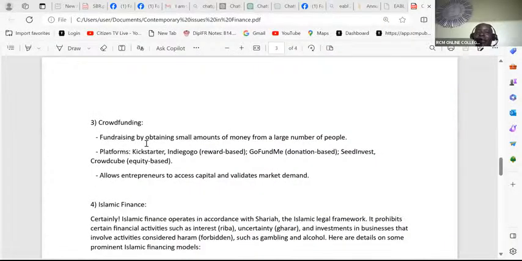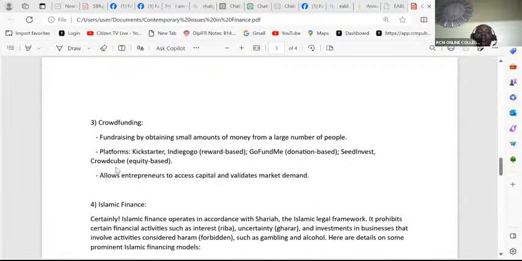I don't understand what CF is. I would want my students to really utilize these models. Crowdfunding is fundraising by obtaining small amounts of money from a large number of people. Platforms like Kickstarter and Indiegogo are reward-based. GoFundMe is donation-based. Seed Invest. Like we have the famous CrowdCube.